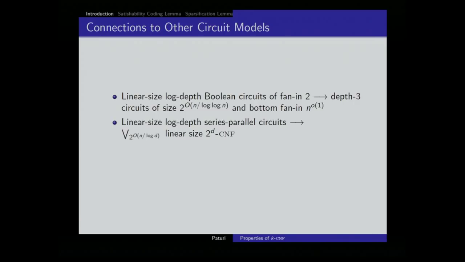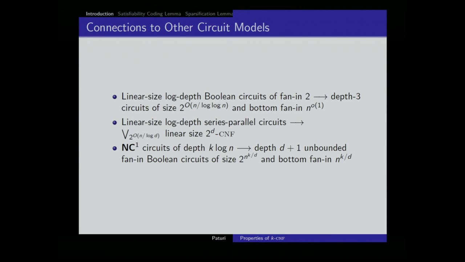The difference between the previous and this result is that the fan-in could be constant at the bottom level, and you have to pay a somewhat higher penalty, so you have a higher fan-in for the top gate. Similarly, you can take NC1 circuits and decompose them into depth D circuits, and the fan-in and the size are related in that fashion.